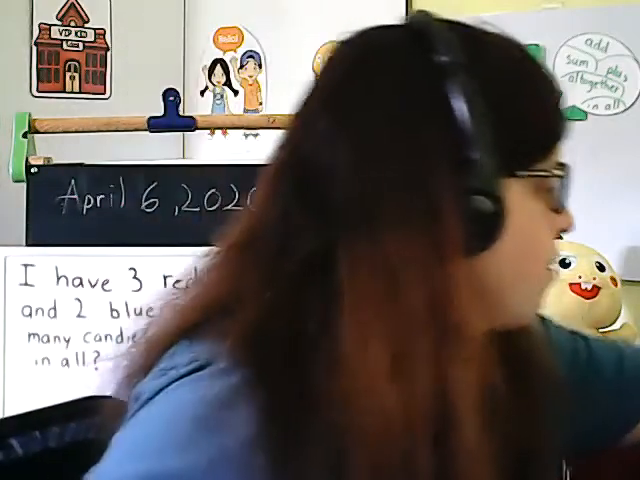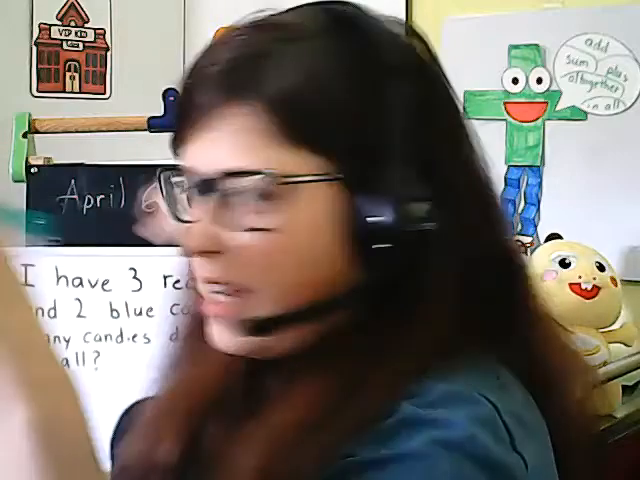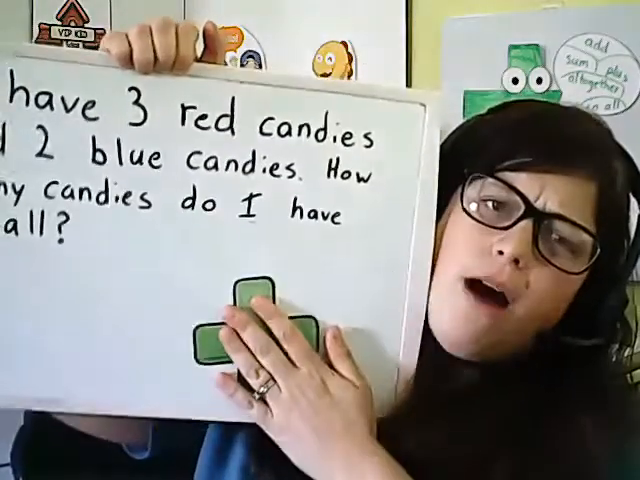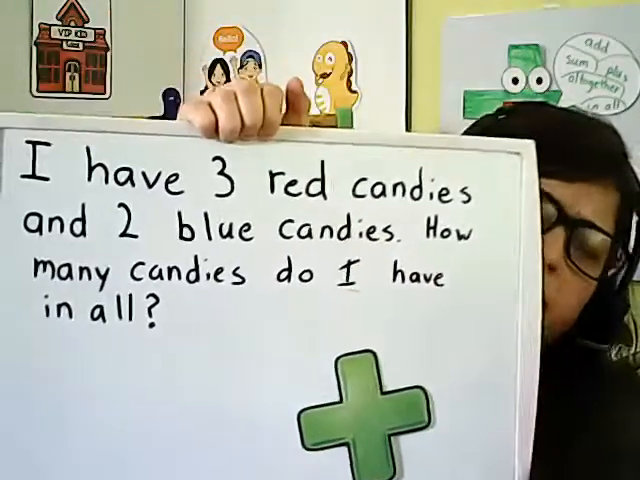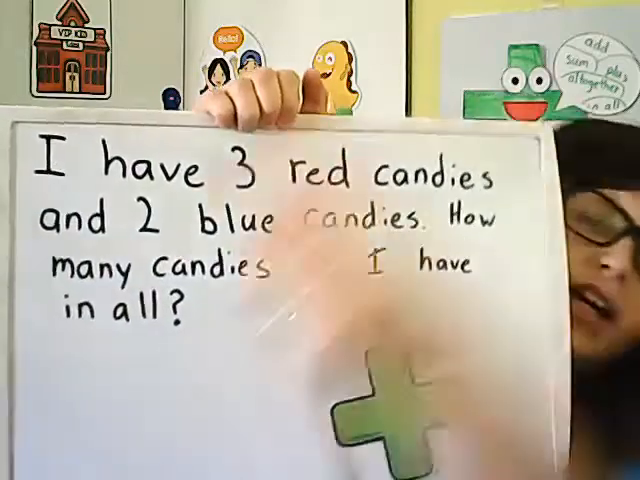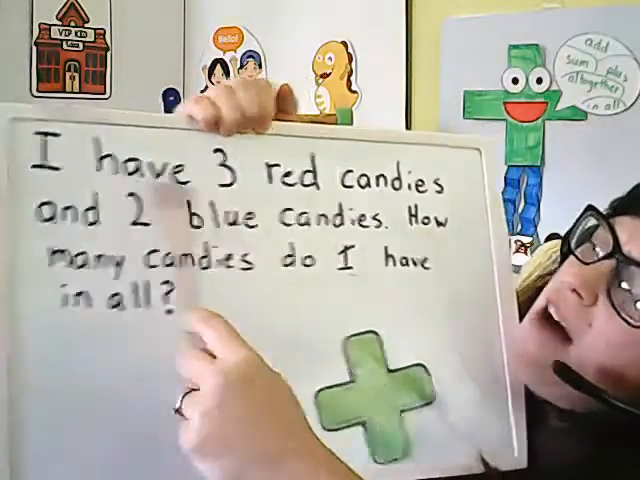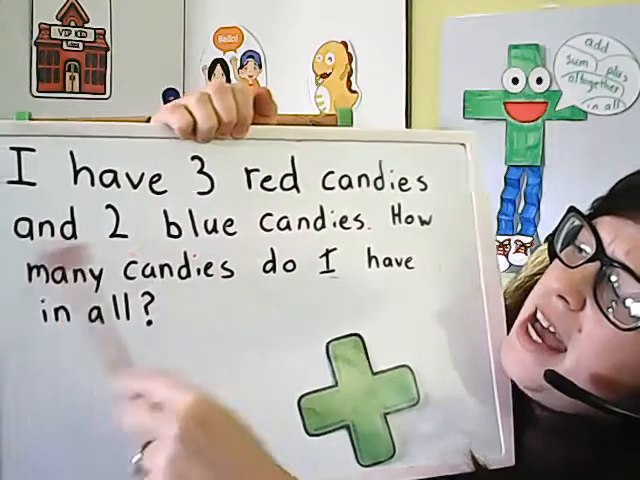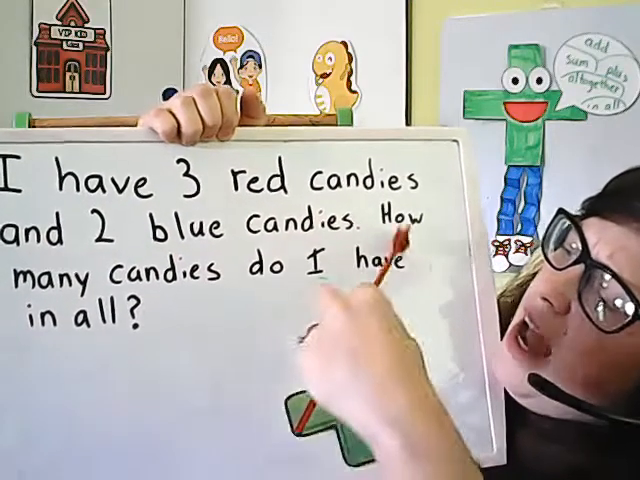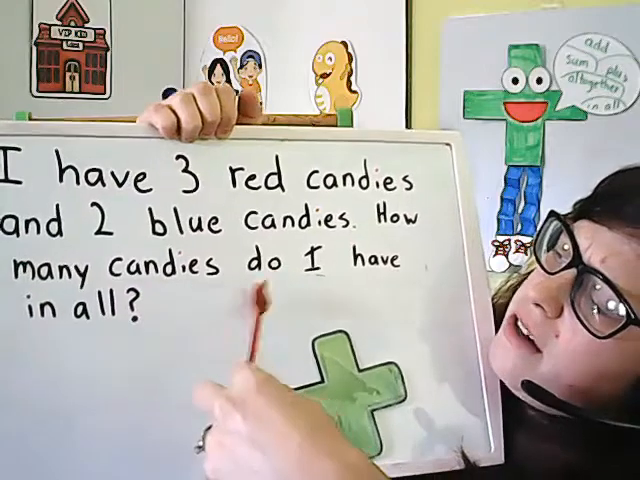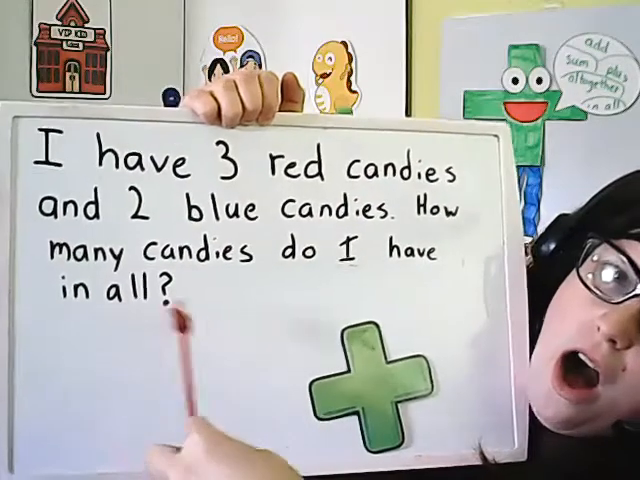So let's look at an addition story problem that I have created. We're going to use some pieces of candy as manipulatives. I will show you also how you can draw it. Before we begin, we need to read the problem so that we know what we are trying to answer. It says, I have 3 red candies and 2 blue candies. How many candies do I have in all?